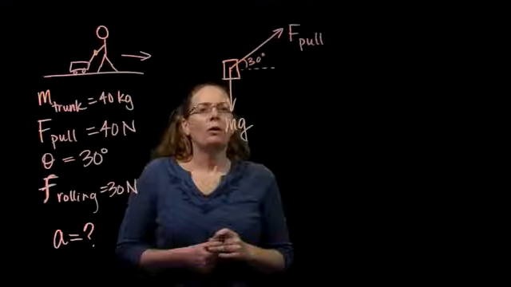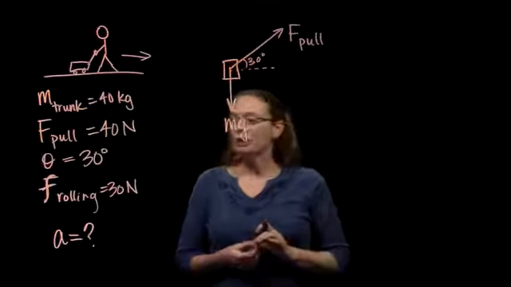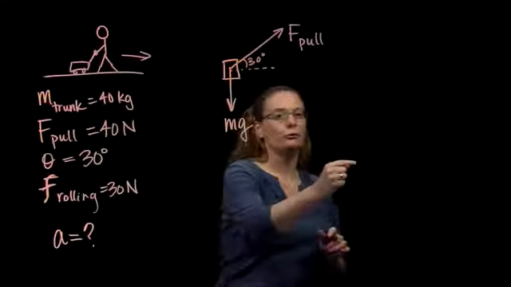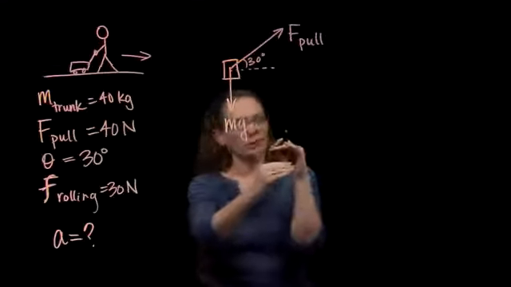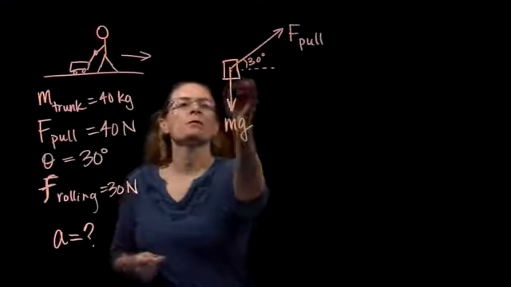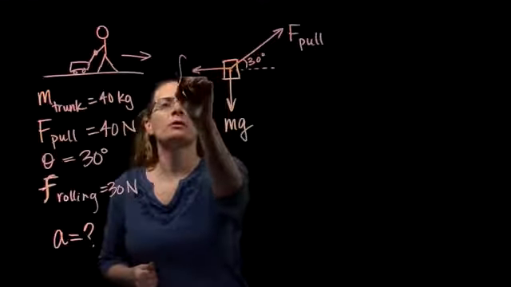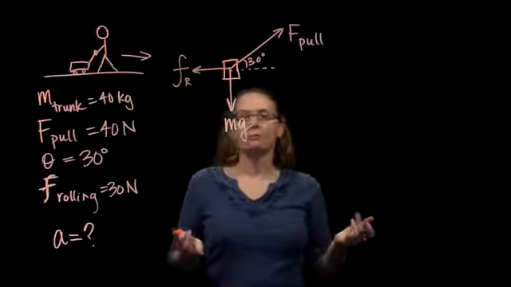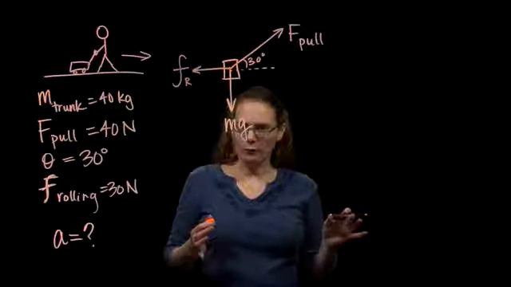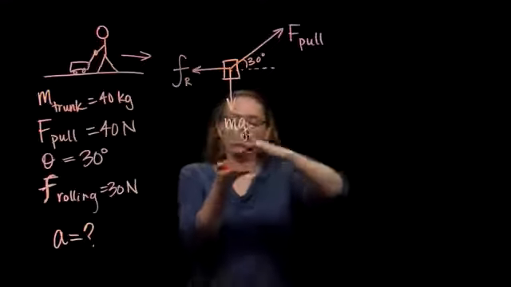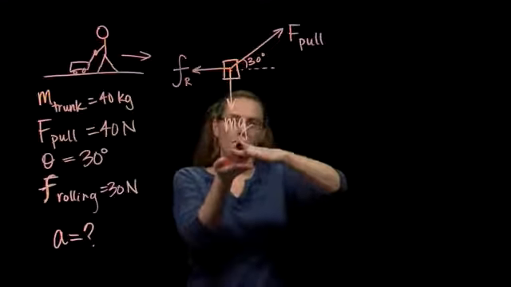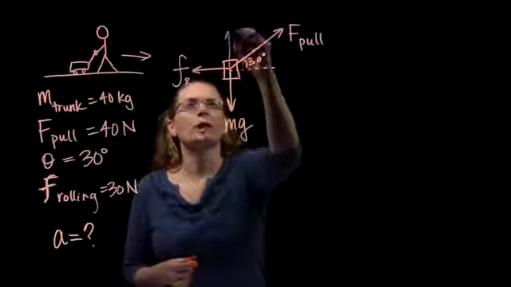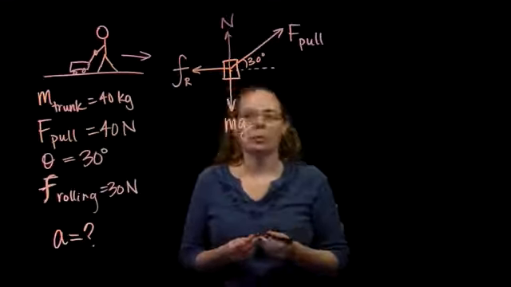What else do we have? We have a rolling friction force of 30 newtons. Now the trunk is going that way. Rolling friction is one of those things that opposes the motion, so the friction force is going to be backwards. Is there anything else? Yep, we still have one more force. Remember that anytime you have something on a surface, a normal force is there. So the trunk is on a surface, and so we have a normal force upwards.